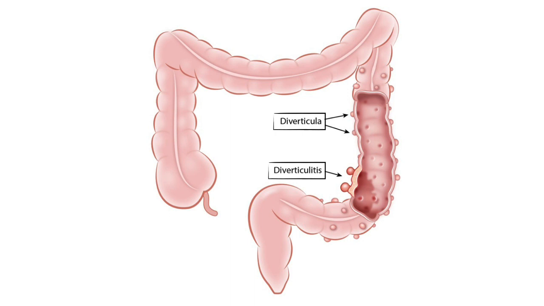Majority of the Western population tend to have diverticulosis of the descending and sigmoid colon by the time they reach their 50s and 60s. In contrast, Asians could have diverticulosis on the right side of the colon instead of the left side of the colon.